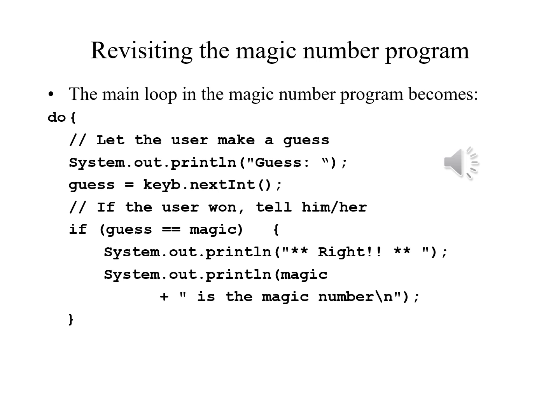If guess equals magic, open brace, System.out.println("Right!"); System.out.println(magic + " is the magic number"), and then a closed brace. Unlike before, since we're going to test at the end, we need to put this in here after the guess is made so that it works correctly.